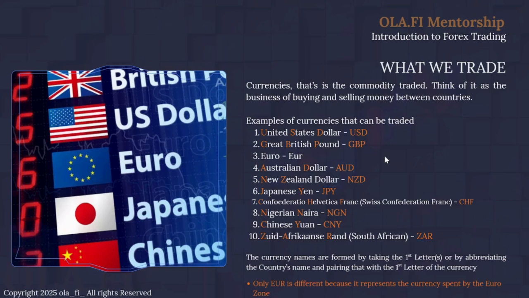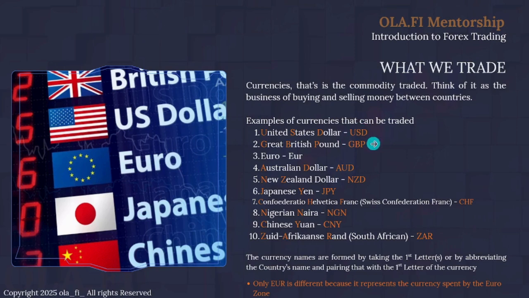So we have the United States dollar, the Great British pound, the euro, the Australian dollar, the New Zealand dollar, the Japanese yen. Now we'll have the Swiss franc, but the abbreviation for the Swiss franc is CHF. I'll come back and explain that. So we have the Nigerian naira, the Chinese yuan, the South African rand, and many others. We have the Saudi Arabian riyal, the Omani rial, Dubai's dirham. We have many currencies, which you certainly know.